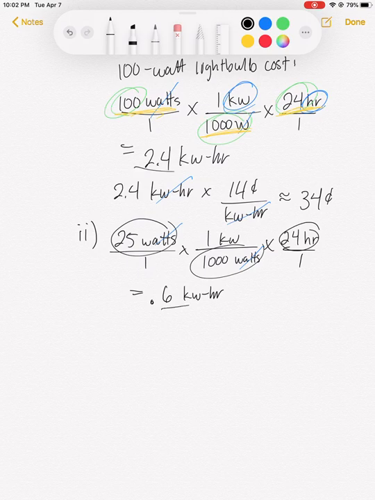But let's look at the money. We have 0.6 kilowatt hours over 1 multiplied by my 14 cents per kilowatt hour. That's equal to 0.6 times 14, which is about 8.4 cents to run that all day long.